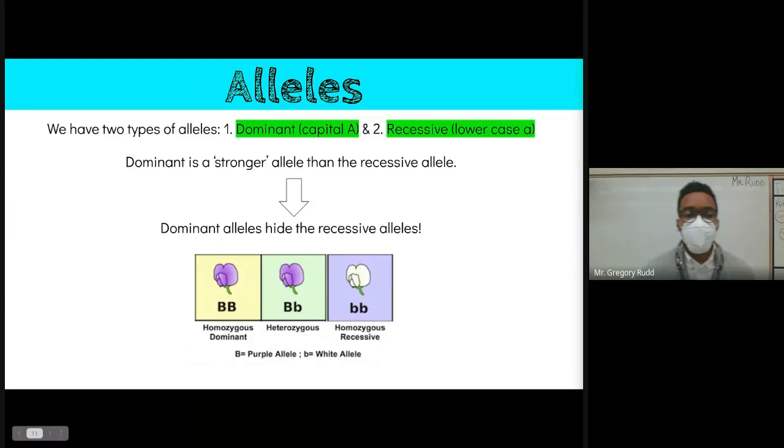Okay, so there are 2 types of alleles. There is a dominant allele, which we represent with a capital letter. And there are also recessive alleles, which we represent with lowercase letters. I'm going to draw on the board a chart, or a table rather, that I would definitely encourage you all to copy down in your notes.